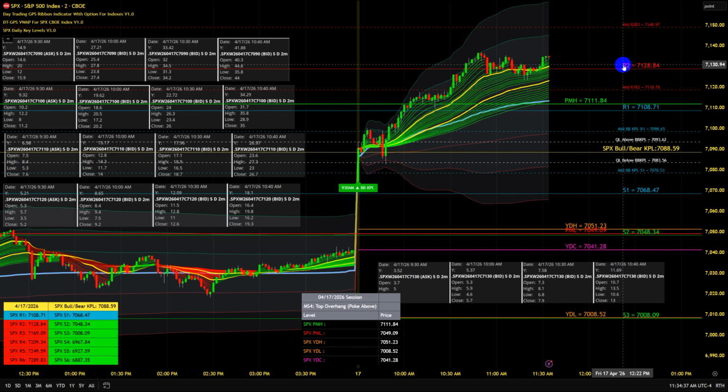That is going to be the R2 level because it is 2 levels away, in the direction of the trade, from the level that you're taking the trade from and basing the trade from, the bull bear key price level. So in this case, mid R1, R2 is 7118.78. So the closest strike to that is the 7120 strike. The R2 is 7128.84 for today's session, so the closest strike to that is the 7130 strike.